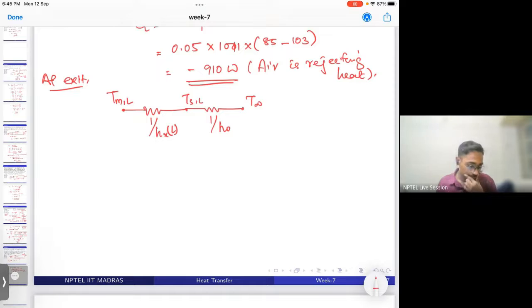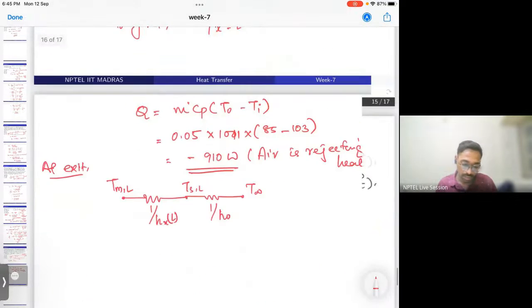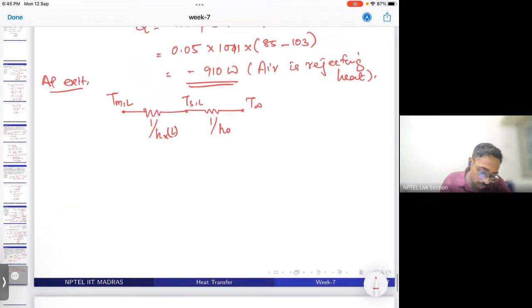So this T_m is also given. That is, the mean temperature is 85. So we want to find out the surface temperature T_s at L. For that we need to find out what is h_x at L, the heat transfer coefficient at L. So let's check which correlation or expression we can use.